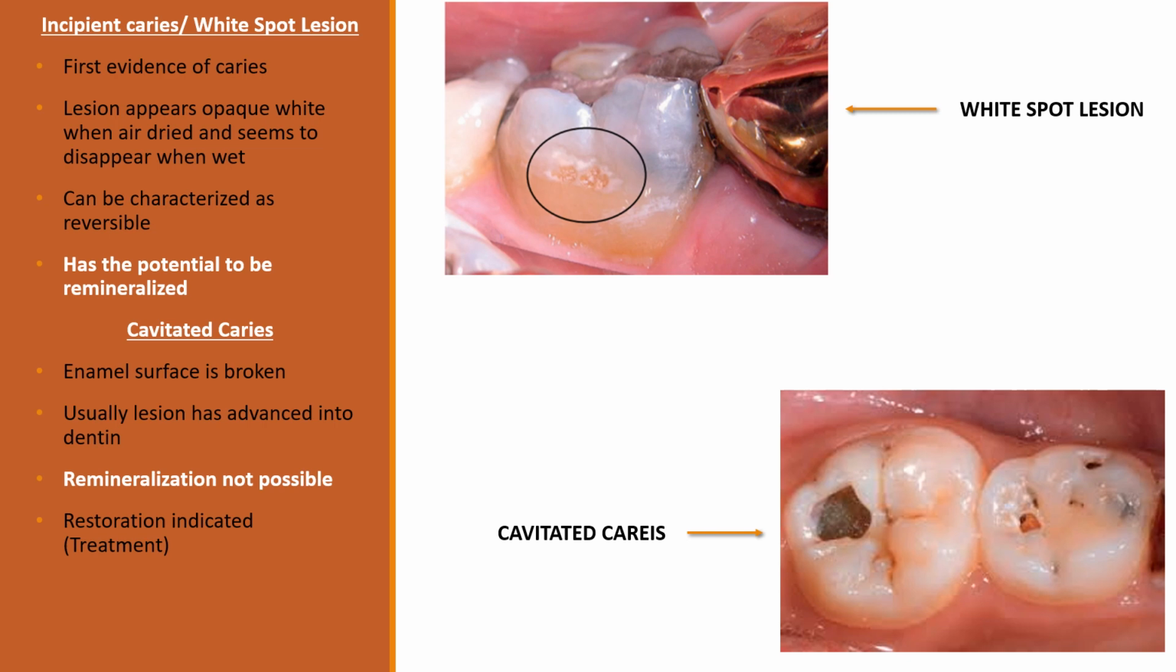Incipient caries or white spot lesions are usually the first evidence of caries. They appear opaque white when they are air dried and they seem to disappear when wet. They can be characterized as reversible because they have the potential to be remineralized. Cavitated caries are caries surfaces where the enamel surface is broken. Usually, this caries is advanced into the dentin. Remineralization is not possible for this and the only way to treat it is to get a restoration done.